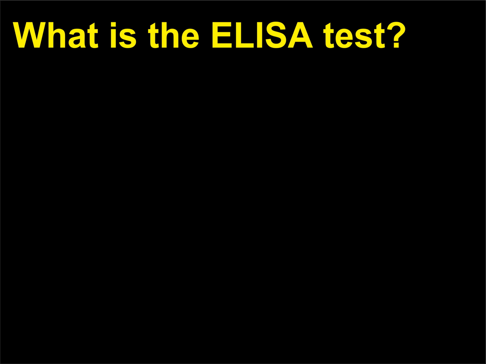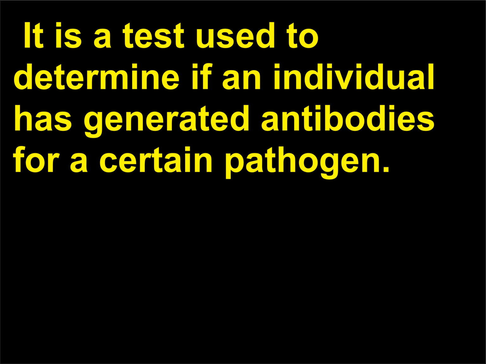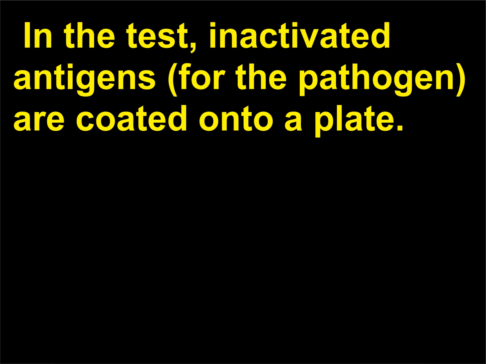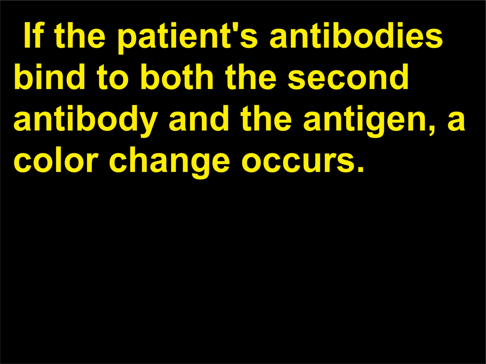What is the ELISA test? ELISA stands for enzyme-linked immunosorbent assay. It is a test used to determine if an individual has generated antibodies for a certain pathogen. In the test, inactivated antigens for the pathogen are coated onto a plate. In addition to antibodies from the patient's serum, there is a second anti-human antibody linked to an enzyme. If the patient's antibodies bind to both the second antibody and the antigen, a color change occurs.